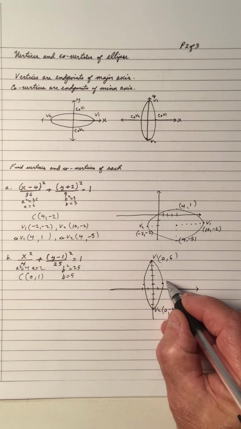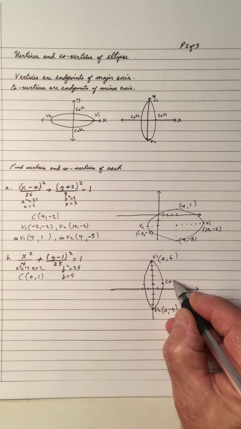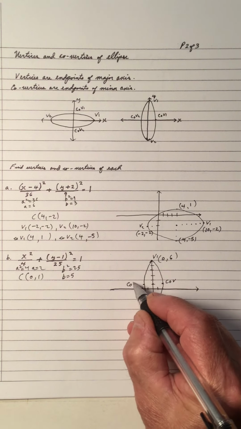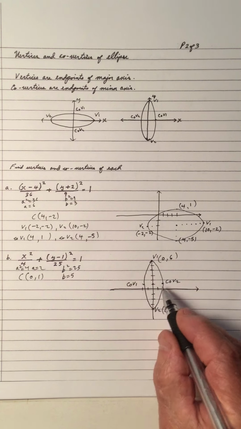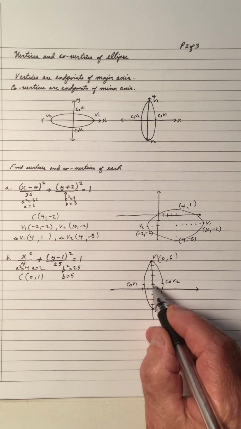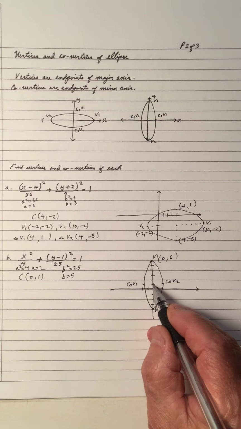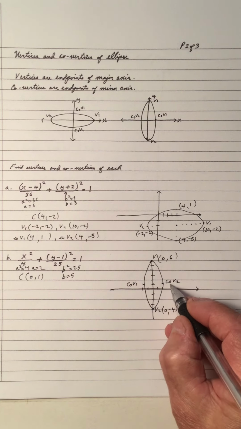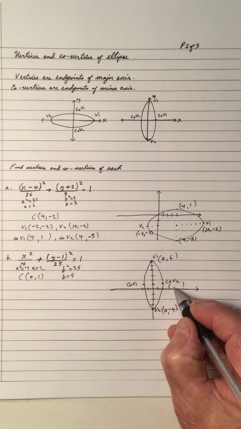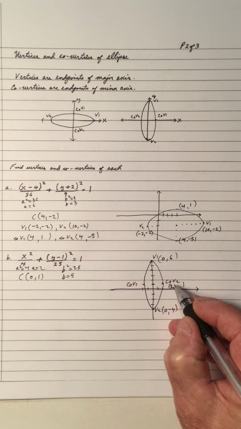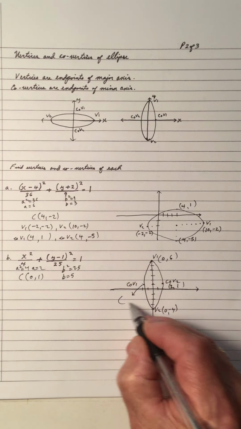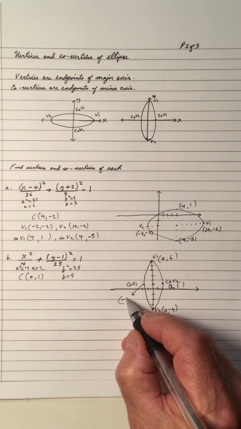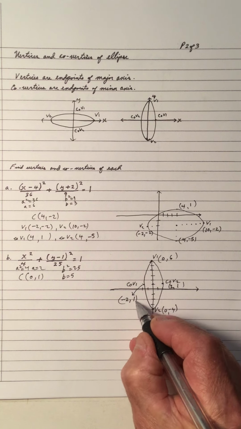And the co-vertices, so we go CO, V, CO, V, so we can call that 1, and we can say that's 2. So this one right here, the center is 0, x is 0, y is 1. So we move over 2 places. So this one is x is 2 and y is 1. And this one right here, x is negative 2 and y is 1.